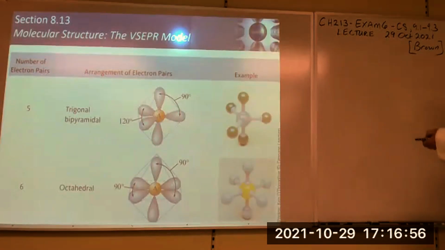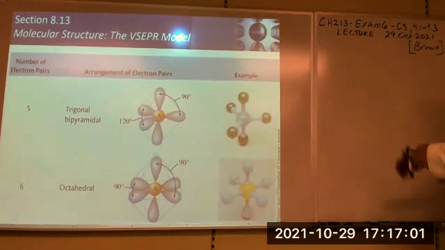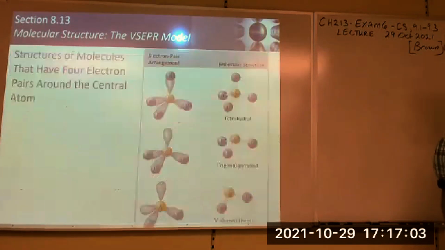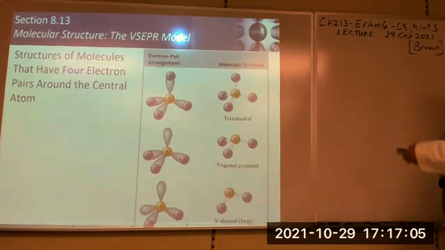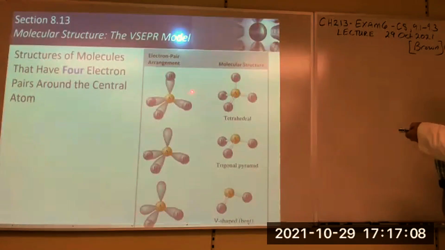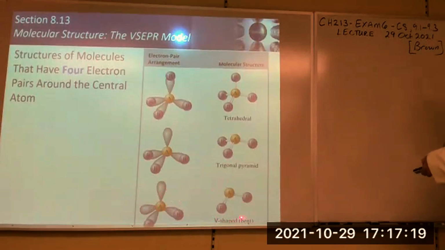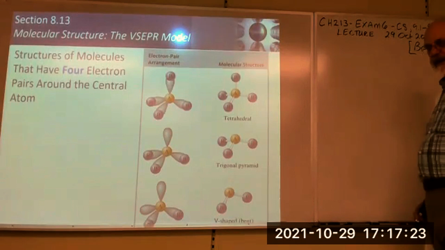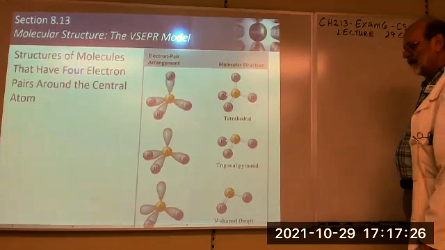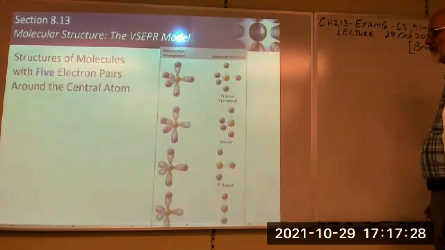There's your trigonal bipyramidal, and there's your octahedral. They do a better job than I do when they draw it. And then this is the molecular structure if you have a tetrahedral and every position is occupied with an atom. But if there's a lone pair, then you get a trigonal pyramid. And if there are 2 lone pairs, you get a V shape. I call it bent. Some books call it angular. I just like bent. It sounds cooler.